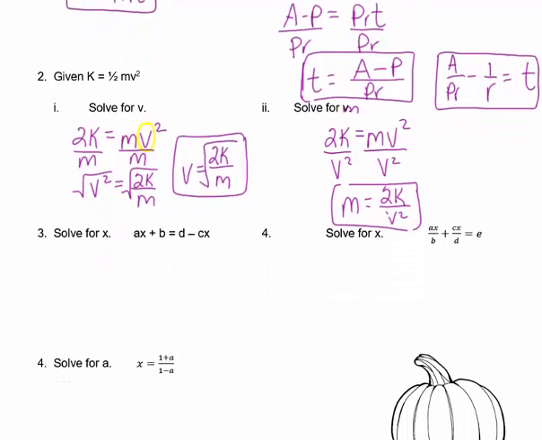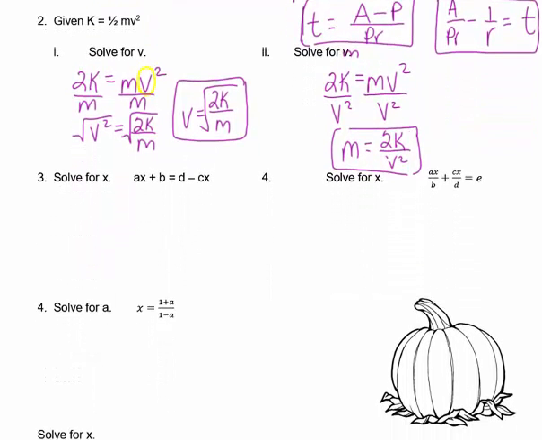Problem 3, solve for x. So this is where it gets a little complicated when I have x on both sides of the equal sign. And so I need to move my x's to one side. The first thing I'm going to do is add cx to both sides. So I get ax plus cx plus b equals d. Now I'm going to move the b to the right, giving me ax plus cx equals d minus b.